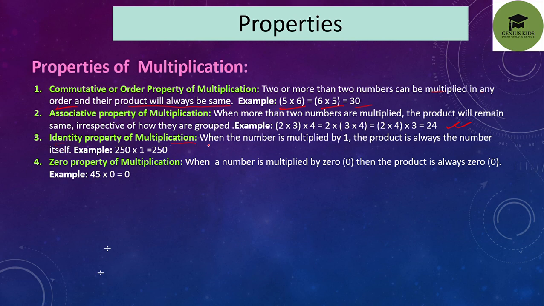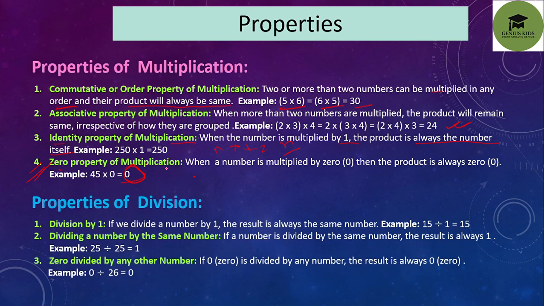Identity property of multiplication. When a number is multiplied by 1, the product is always the number itself. So any number multiplied by 1 will be that particular number. Zero property of multiplication. This is also very important: any number multiplied by 0, the product will always be 0. Please note, any number multiplied by 0, the product will always be 0.